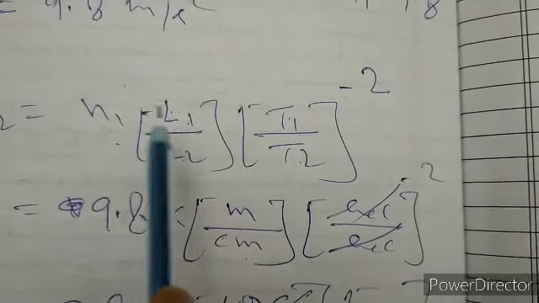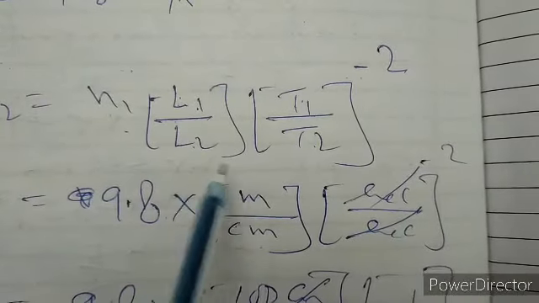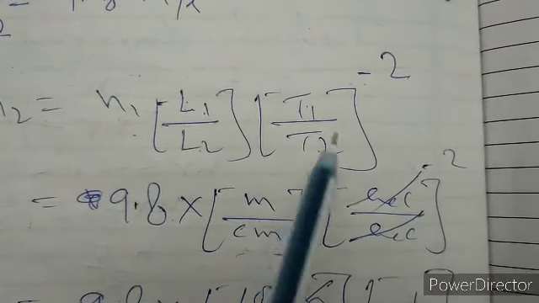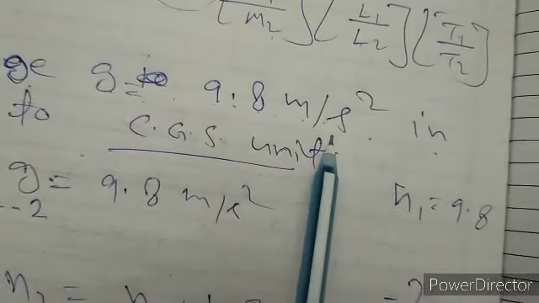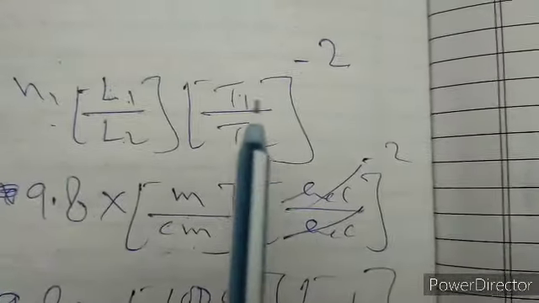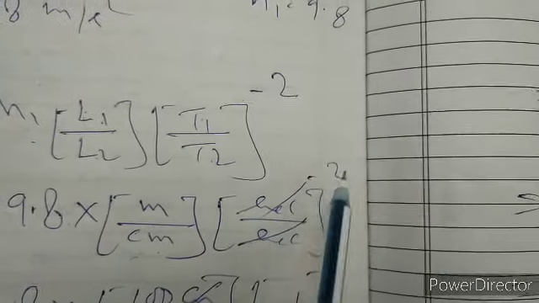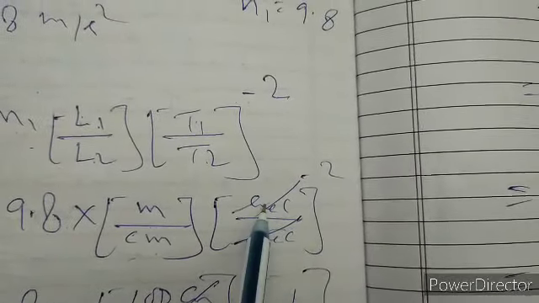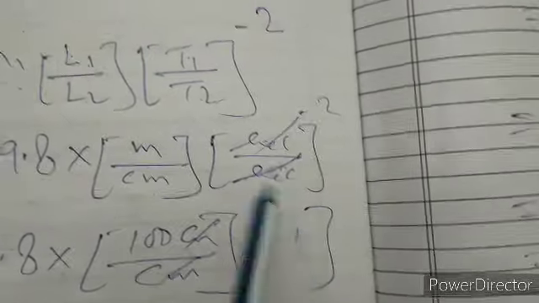Then centimeter, L1 is in meter and the unit to which we have to go is centimeter. This is meter upon centimeter. Time is second in the first unit and also second in the second unit, CGS. Then second upon second to the power minus 2, second cancels, and 1 to the power minus 2 is 1.